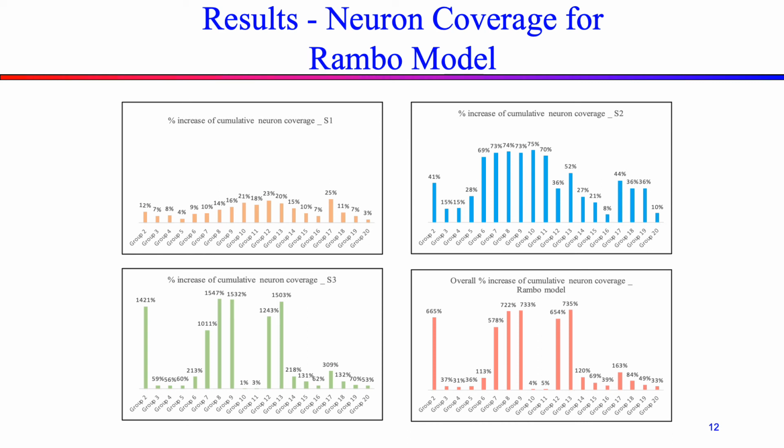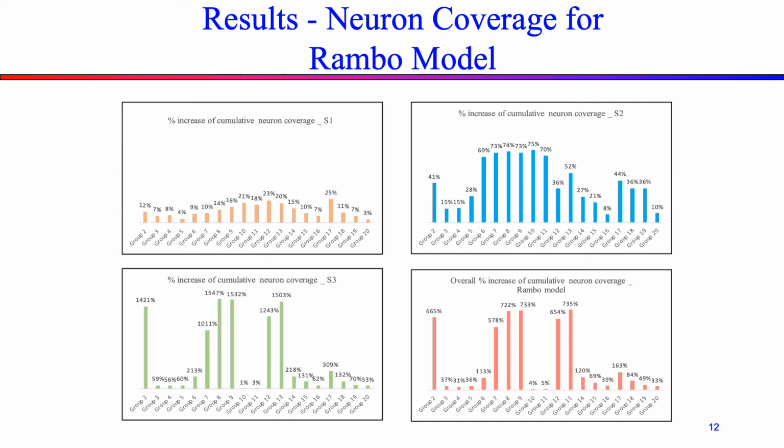In the graphs presented in these slides, for all the 4 graphs, the x-axis represents the group number, and the y-axis represents the percentage of additional neurons covered by the T-way test set compared to their respective baselines. Our results suggest that the T-way test set results in a significant increase in neuron coverage.